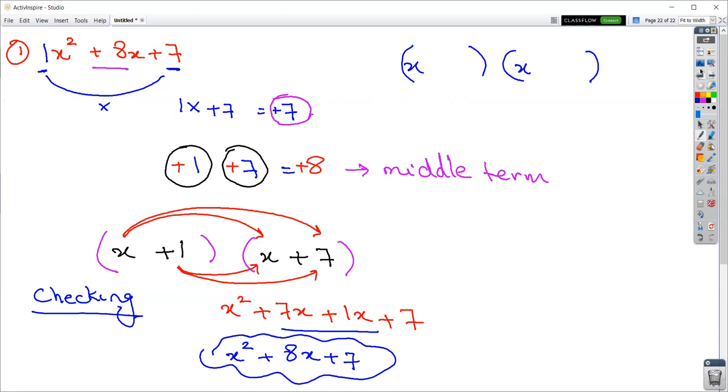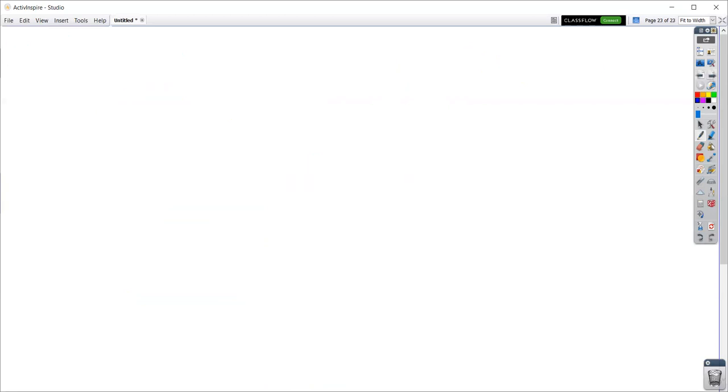I'm going to show you the next example now. The next example is x squared plus 15x plus 50.